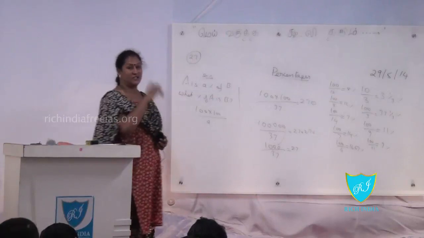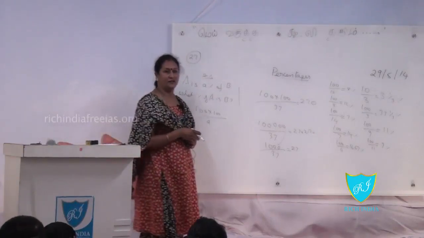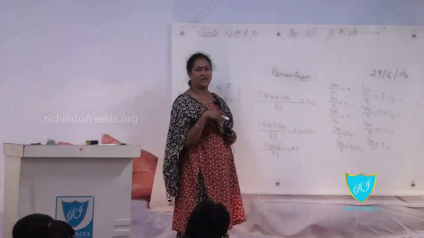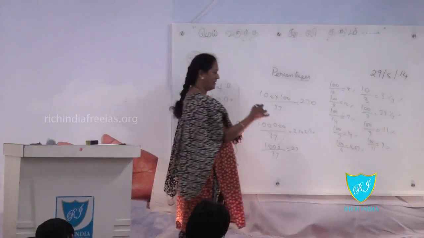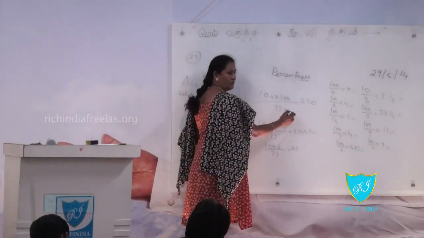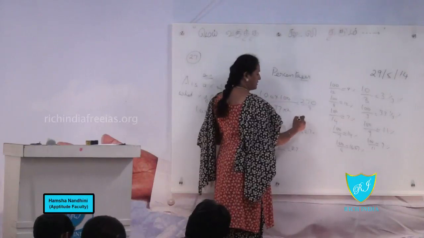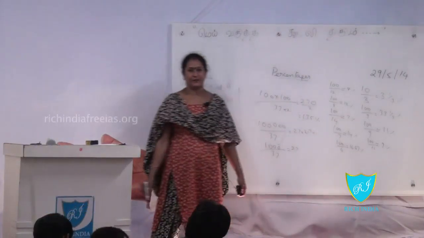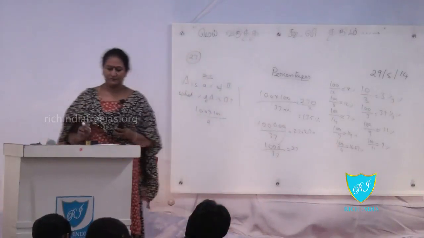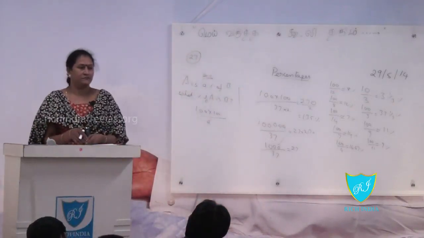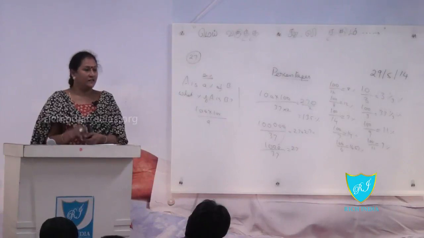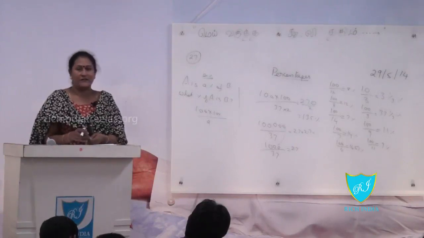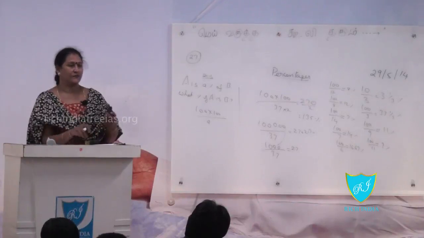So actually, question paper la vandu 74 kettirundanga. So for 74 what will be the answer? 74 is 37 into 2. So we will divide this with 2. So answer is 135%. Okay. 74% irundha and mari. So 74 is 37 into 2.